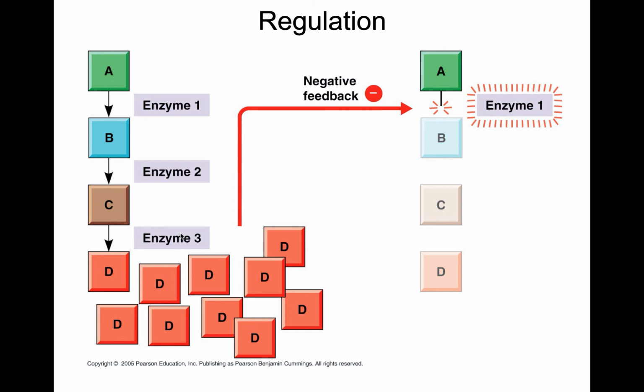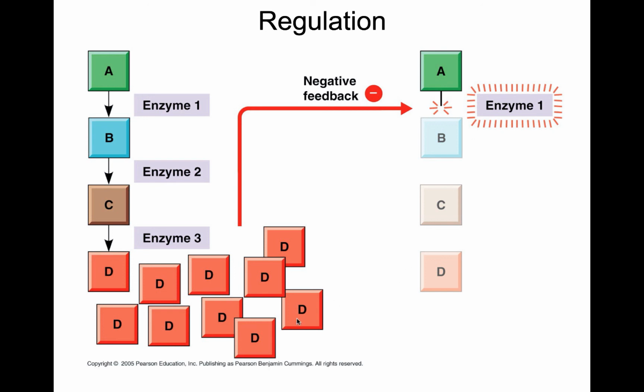Now, there's one important form of regulation that happens quite often within cells, and it's called negative feedback inhibition. What it is: a product of a series of reactions, in this case, let's say D. Okay, so D has some useful function within the cell. But in addition, D binds to enzyme 1 and inhibits it. Doesn't allow enzyme 1 to work anymore.